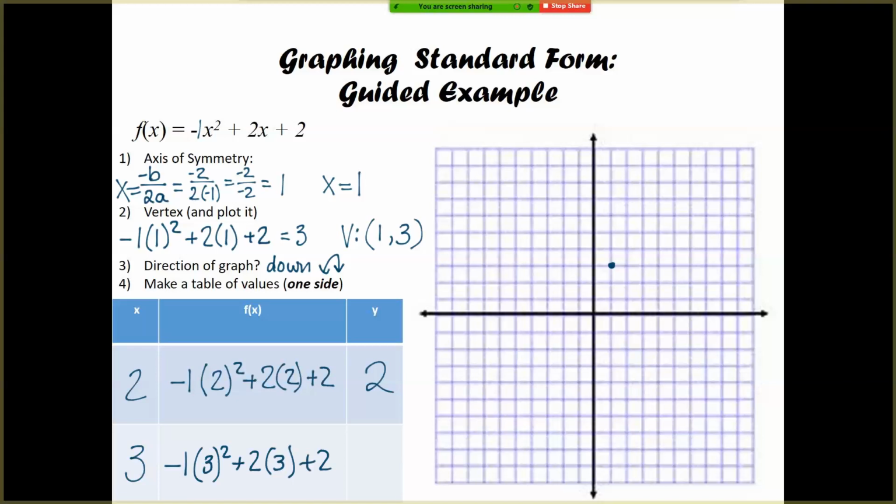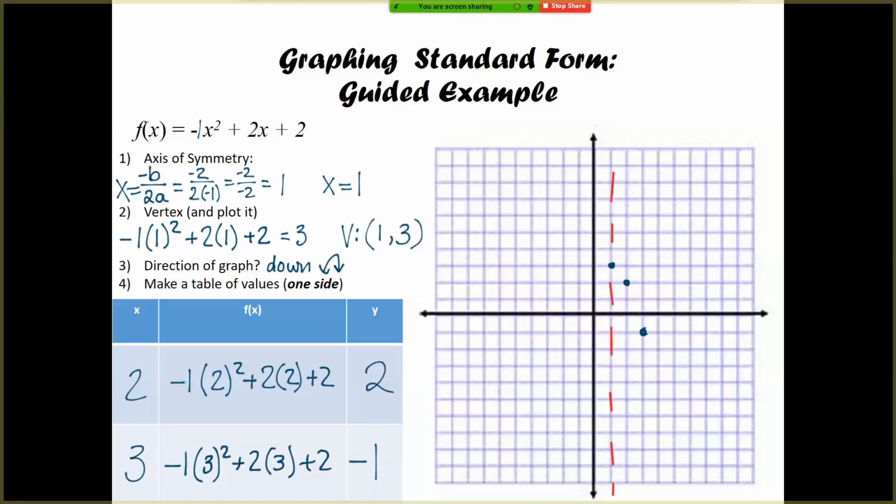So when I plugged in 2, I got 2. When I plug in 3, I got -1. So now I'm going to graph those two points, (2, 2) and (3, -1), to get half of my parabola.